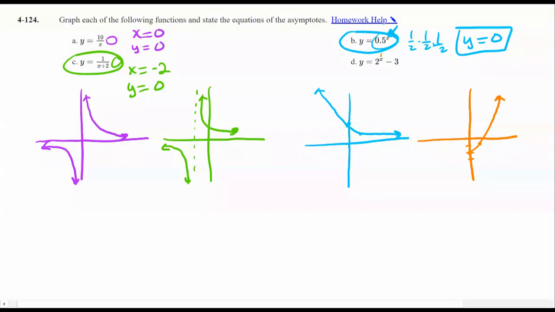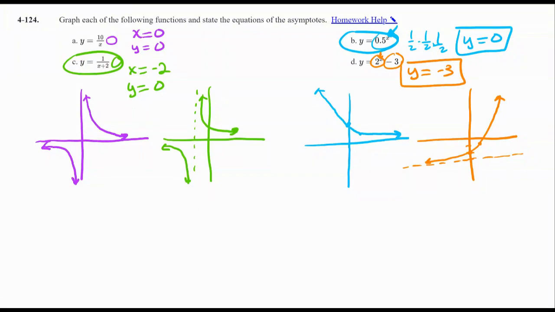The thing about this one, though, is that no matter how small I make x, if I plug in really negative numbers, it's going to make this some positive fraction. So it's going to subtract 3, and it's going to get really close to negative 3, but never cross it. So I'm really going to have my horizontal asymptote here at y equals negative 3.